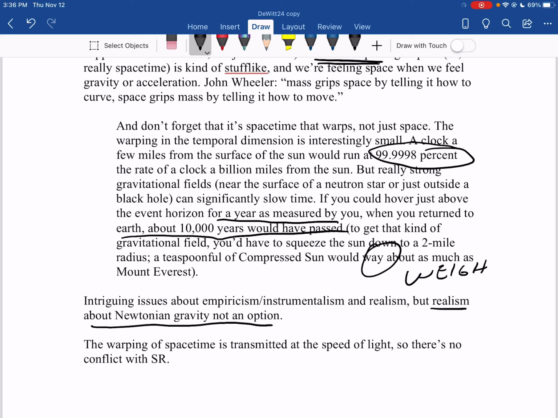There is no mysterious action at a distance pulling force. There is the warping of space-time by the presence of mass, and then objects moving in straight lines through, in a certain sense, altered bits of space-time. So that's how motion works. The warping of space-time is transmitted at the speed of light, and so now we've reconciled special relativity and Newtonian gravity by providing a new mechanism.